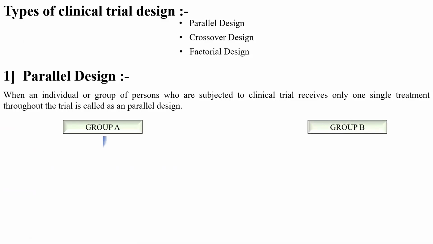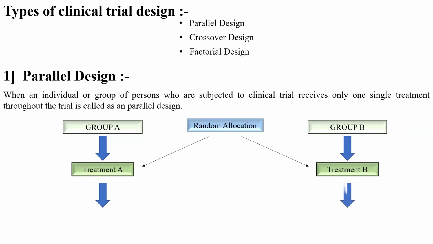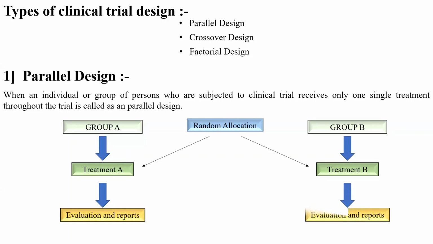There are two groups and we are giving them separate treatment. Group A will receive treatment A, group B will receive treatment B. All this is done randomly. The treatments are given randomly. Any treatment can be given to any group, but it should be the same throughout the clinical trial. And after that we will know the outcomes, what evaluation and reports are done.